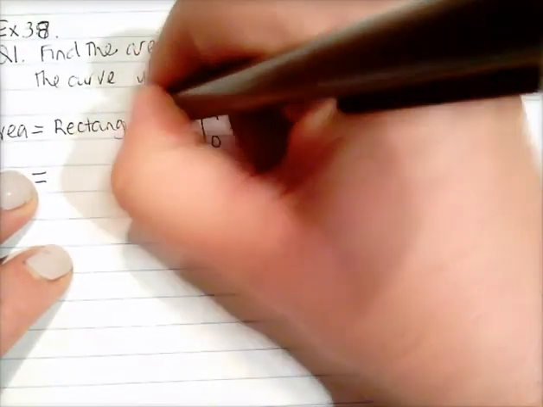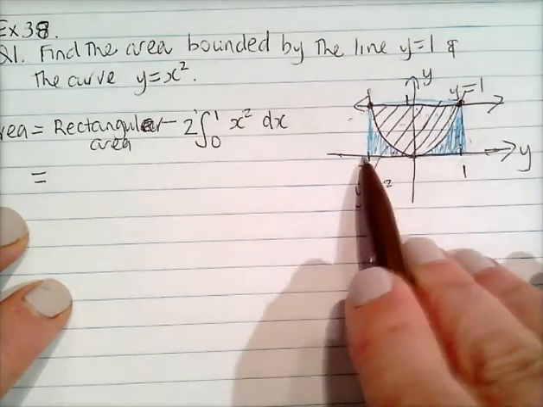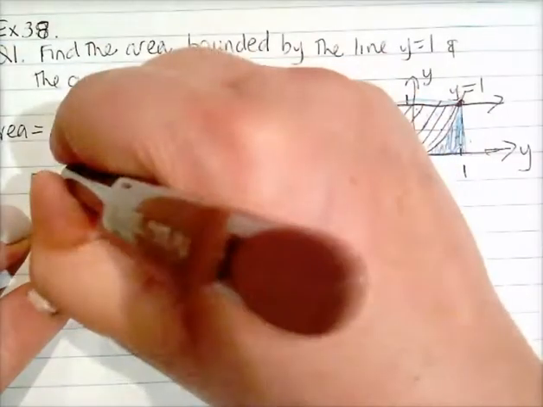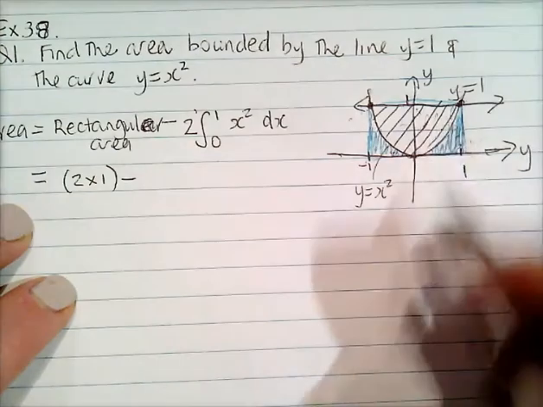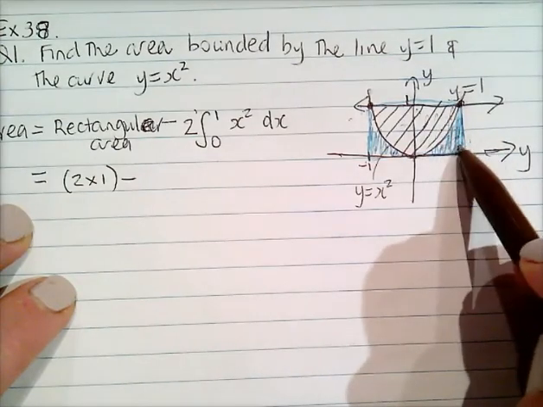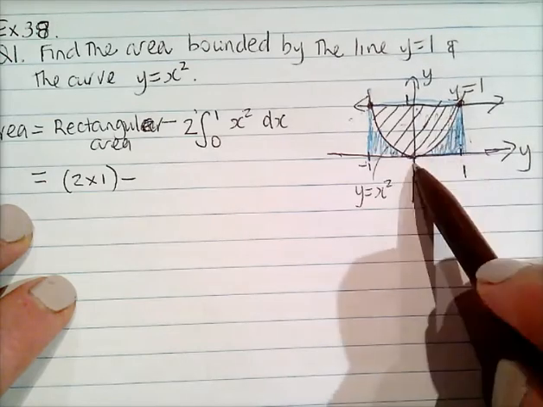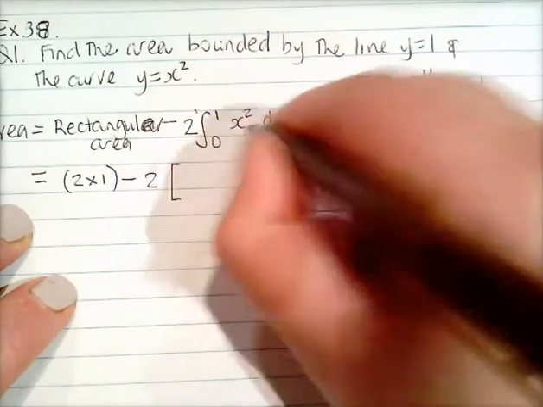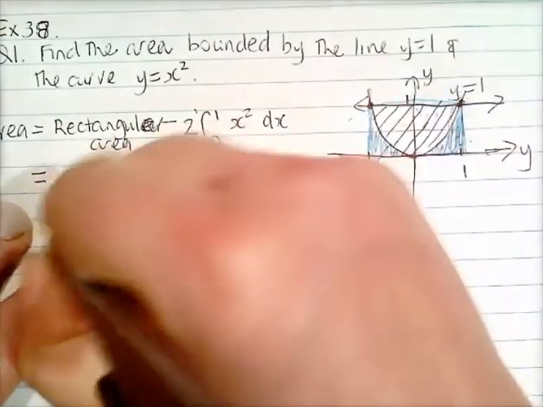So it's my rectangular area. Now the rectangular area is from negative 1 to 1, so that's 2 units across and 1 unit up. So it's 2 times 1, which gives me the area of that whole rectangle, minus, remember, 2 lots of this little blue area here, which is the integral under the curve y equals x squared from 1 to 0. So minus 2 lots of this integral. Now when you integrate x squared, you get x cubed on 3, all between 1 and 0.